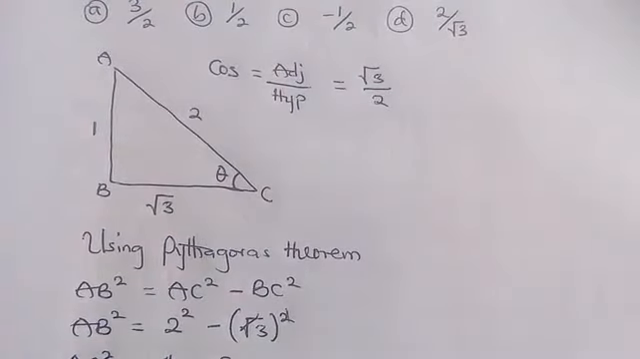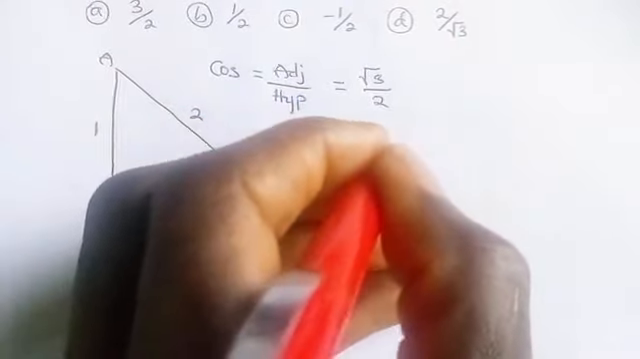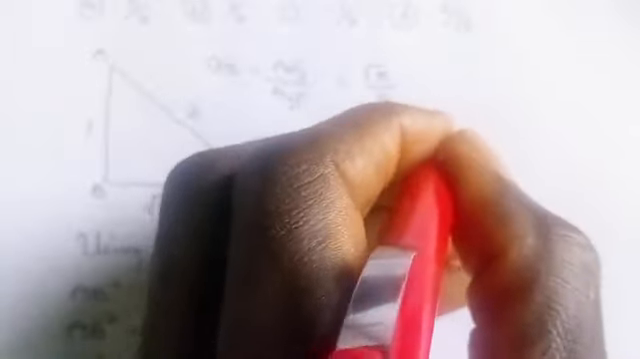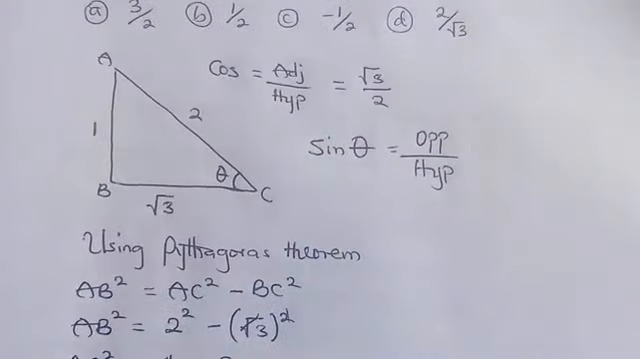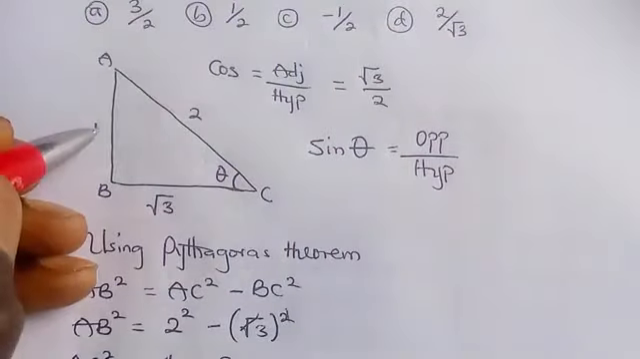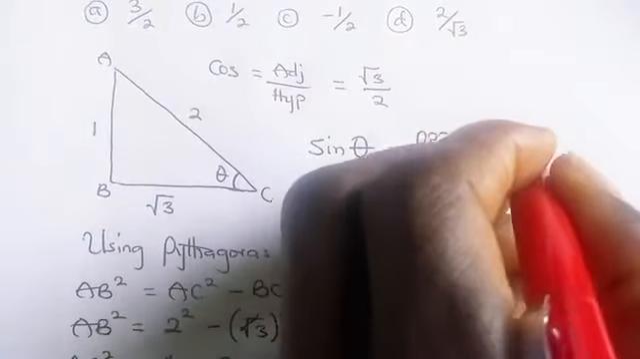So if we are asked to find sine theta, sine of angle is equal to the opposite over the hypotenuse. So by that, sine theta will be equal to, this is the opposite side, and then this is the hypotenuse side. So that will be equal to 1/2.